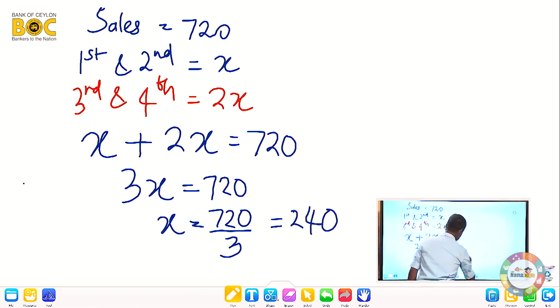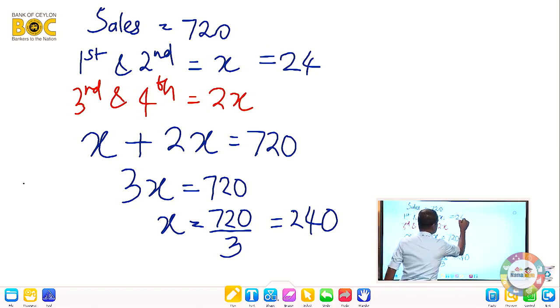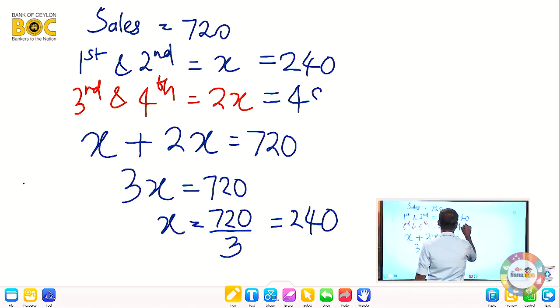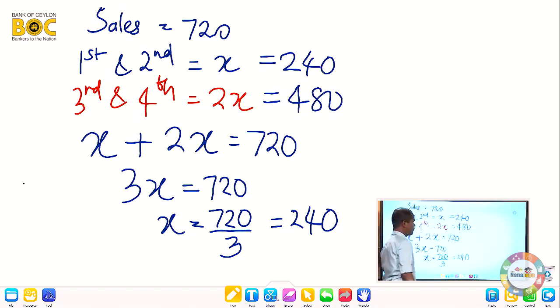X equals 240,000. In the first two quarters, sales were 240,000 rupees. Then we calculate the second two quarters: x into 2, which is 480,000.